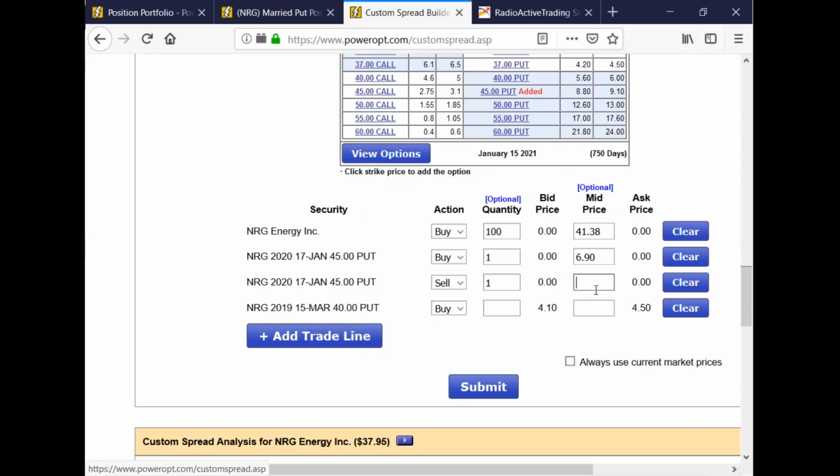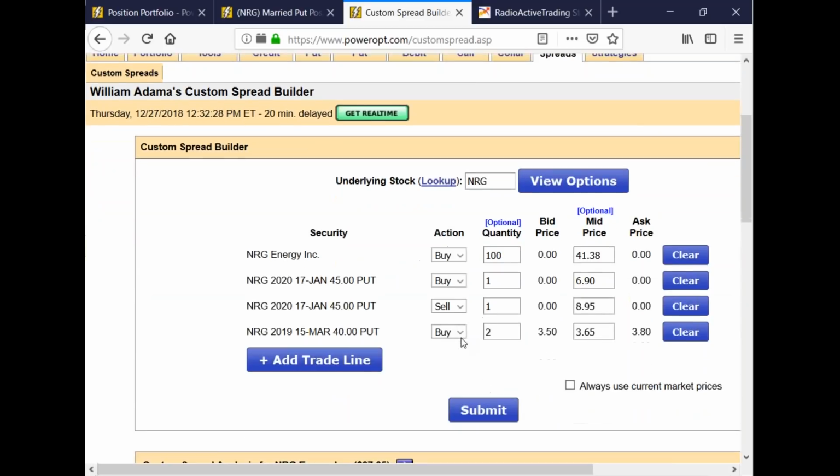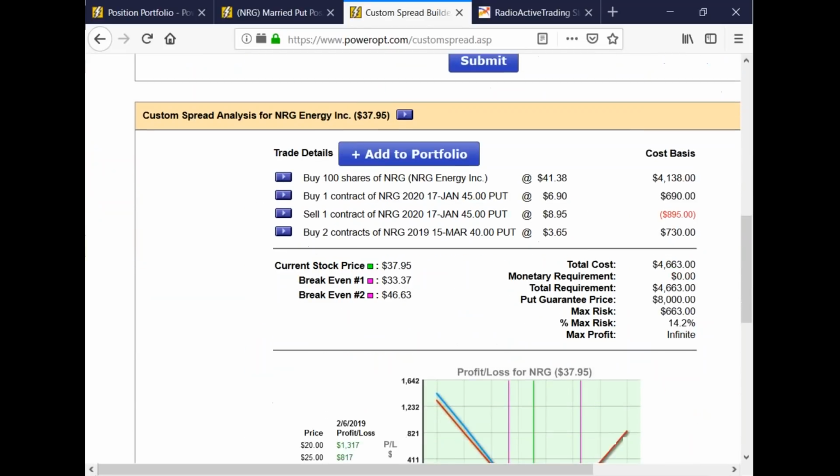But I'm going to take that 895 in. And now I'm going to buy two of the March 40 near terms. So I'm lowering the price, sort of an income method number 9. I'm shortening the time.